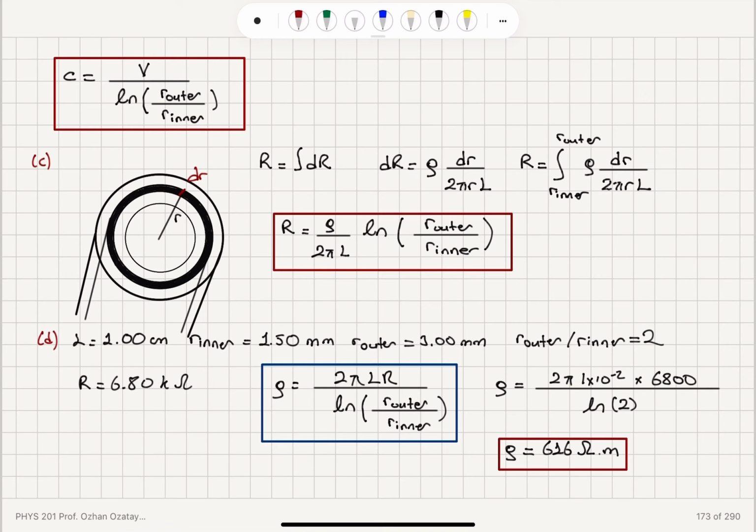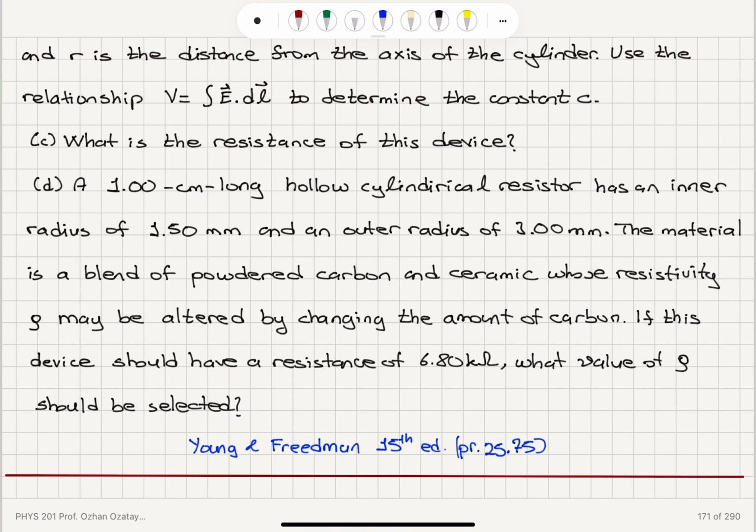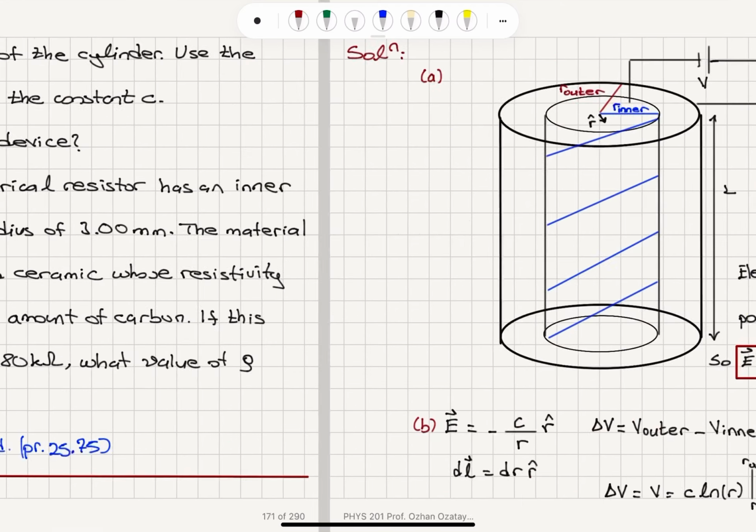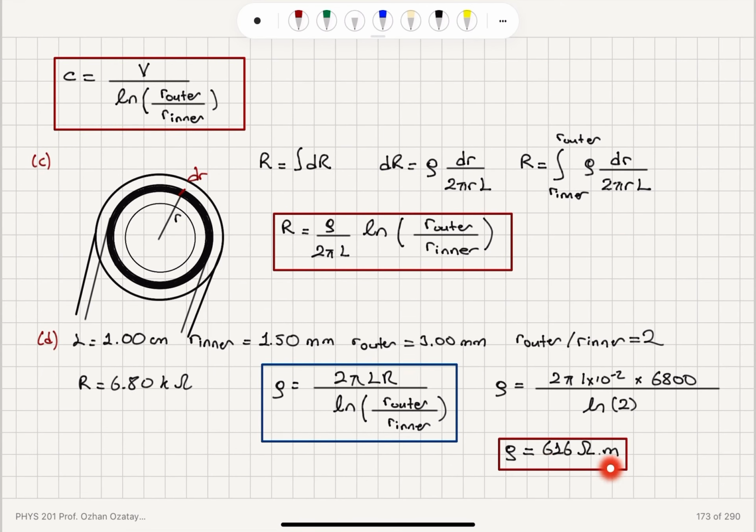In fact, we can take rho from this expression isolated. 2 pi R L divided by the natural logarithm of this ratio gives us resistivity. Plugging in some numbers, we can see that we are after a certain resistivity value to get the proper resistance for this carbon ceramic resistor. So we choose the combination of the materials, powdered carbon and ceramic, such that we will obtain this resistivity to get this resistance value.